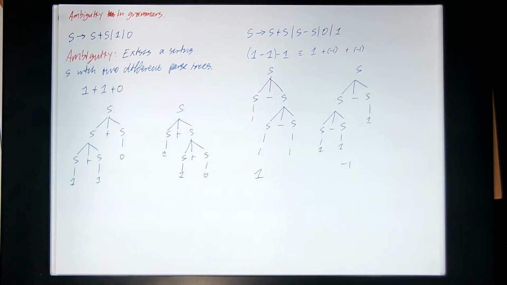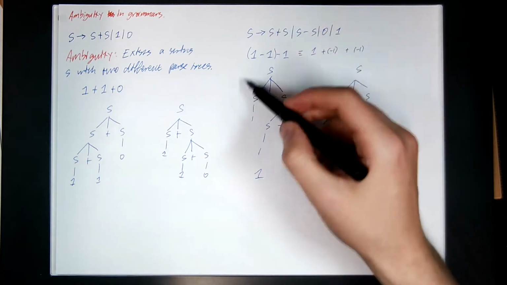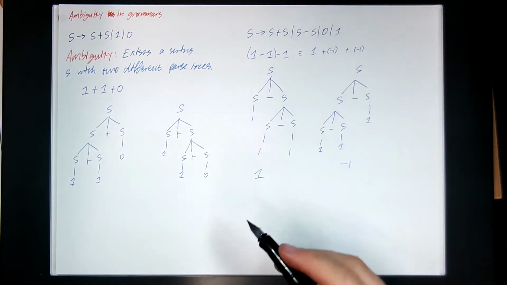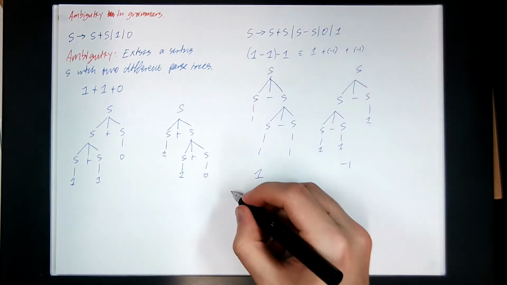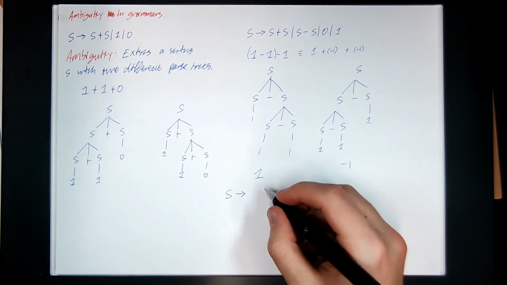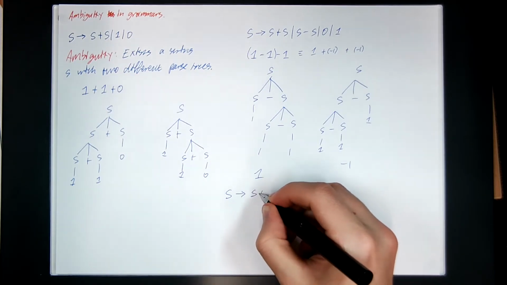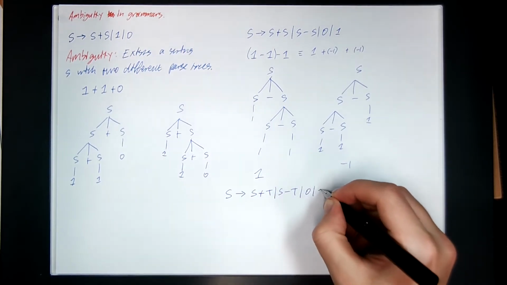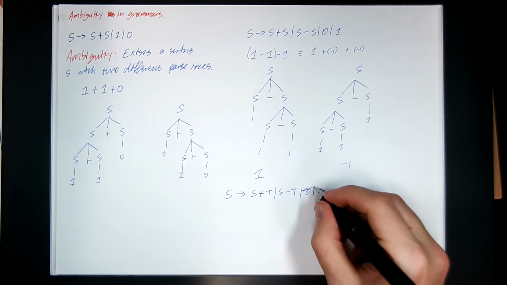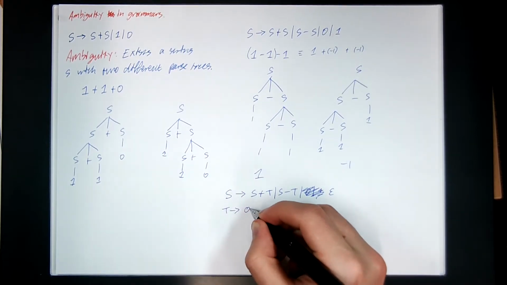So how can we do that? We want to enforce that you can only branch down the left-hand side, while the right-hand side can only ever go to a number. So we could replace this grammar here with something of the form S goes to S plus T, or S minus T, or 0, or 1, or epsilon. And then T can go to 0 or 1.